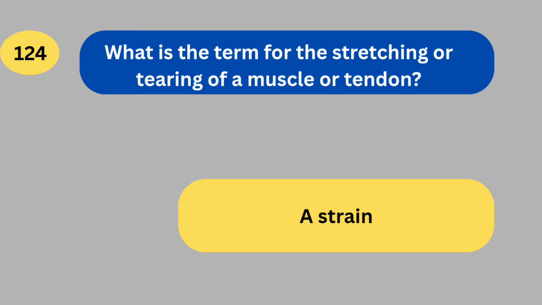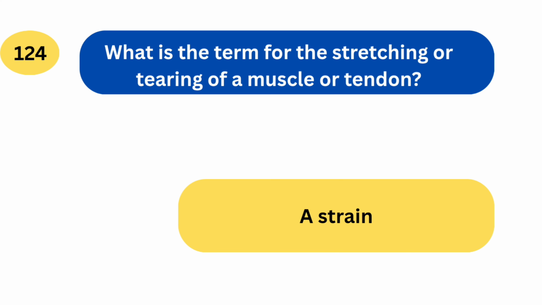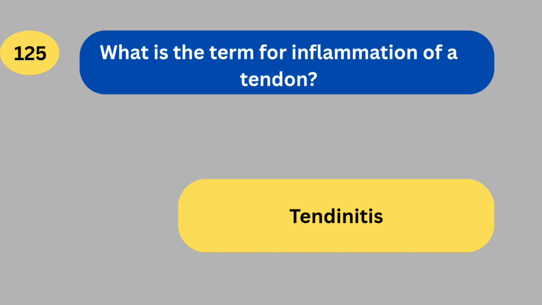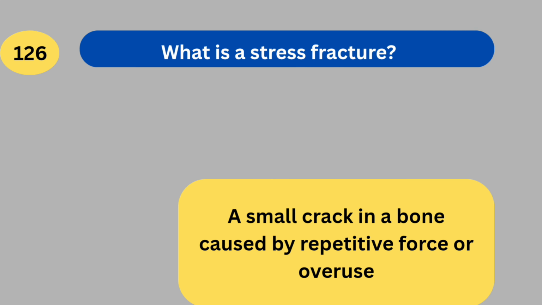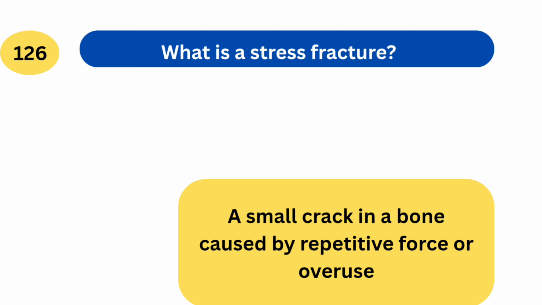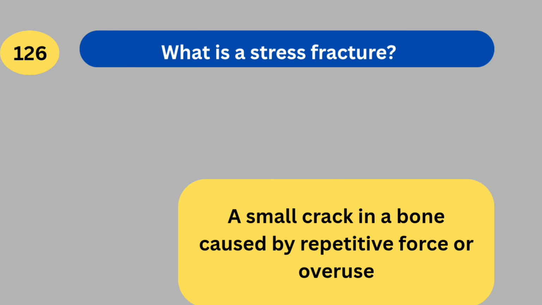What is the term for the stretching or tearing of a muscle or tendon? Answer: a strain. Next question. What is the term for inflammation of a tendon? Answer: tendinitis. Next question. What is a stress fracture? Answer: a small crack in a bone caused by repetitive force or overuse.